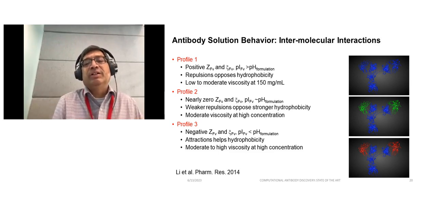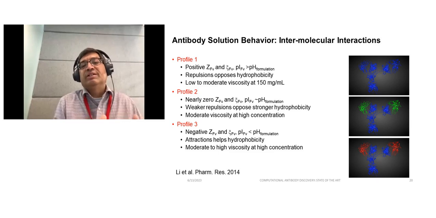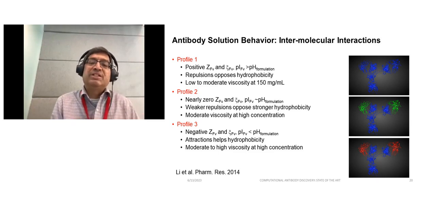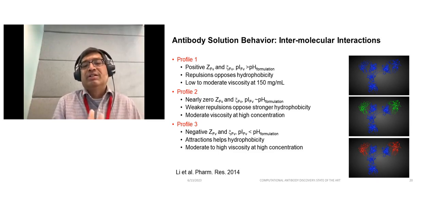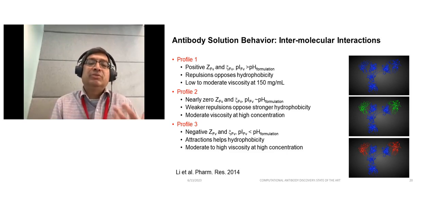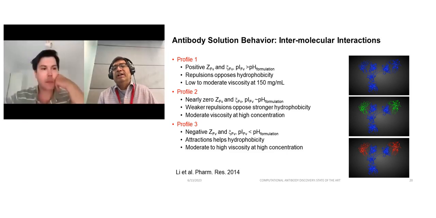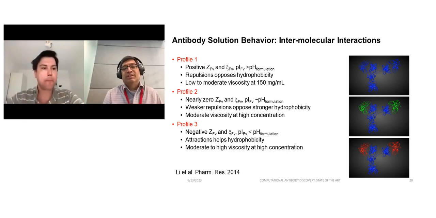And that can happen if your variable regions are positively charged, because most of the constant regions at the typical formulation pHs are positively charged. And so now, depending upon the PI of the variable regions, we could run into highly repulsive solutions versus solutions that could actually be highly attractive and therefore have low colloidal stability.